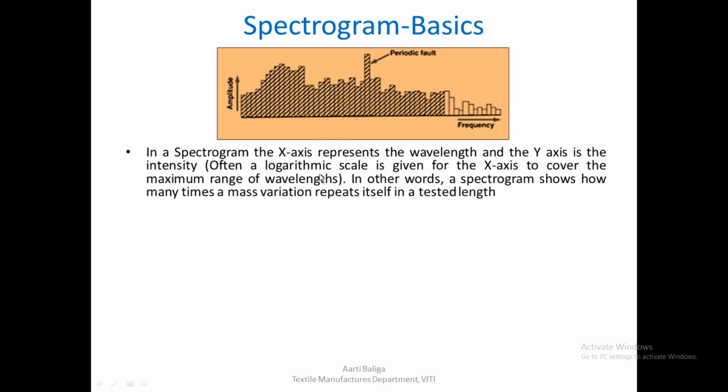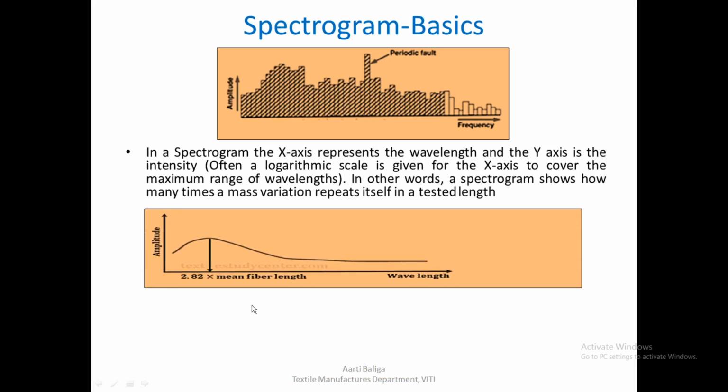Often a logarithmic scale is given for the x-axis to cover the maximum range of wavelengths. In other words, a spectrogram shows how many times a mass variation repeats itself in a tested length. So if you take, say, X amount of tested length of material, it will show you how many times a particular variation or fault keeps on appearing, and that is shown on this spectrogram, and how to read it we'll see shortly.